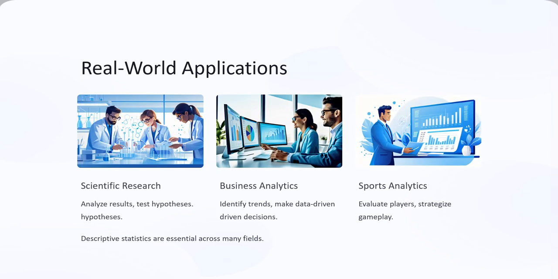So real world application: who uses SPSS? It is the Statistical Package for Social Science research. Social scientists mostly use SPSS for analyzing results and testing hypotheses. Those are the basic things. Descriptive statistics is essential across all fields. Apart from the social sciences, the fundamental sciences also need to calculate descriptive statistics, and so does business analytics.